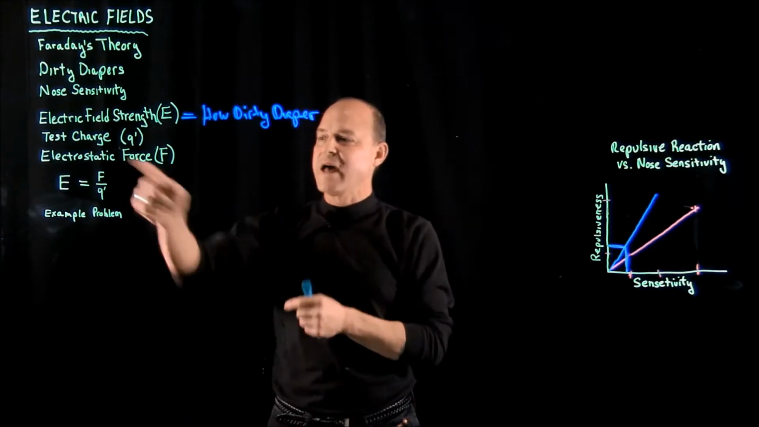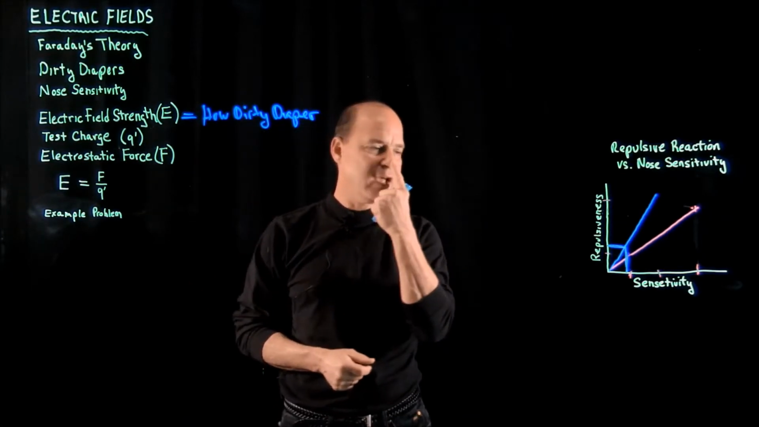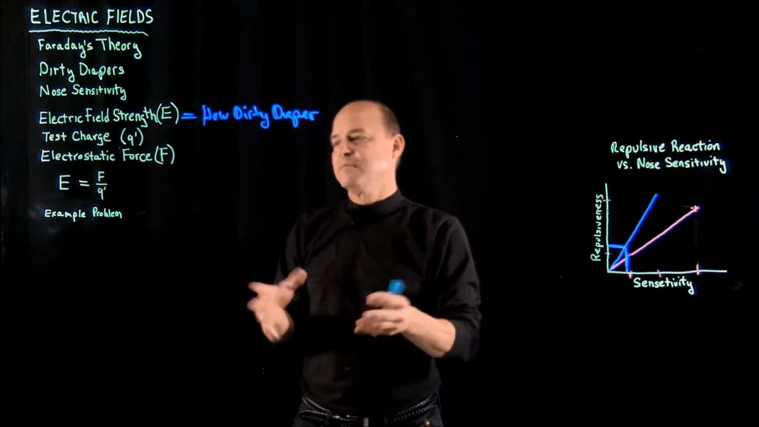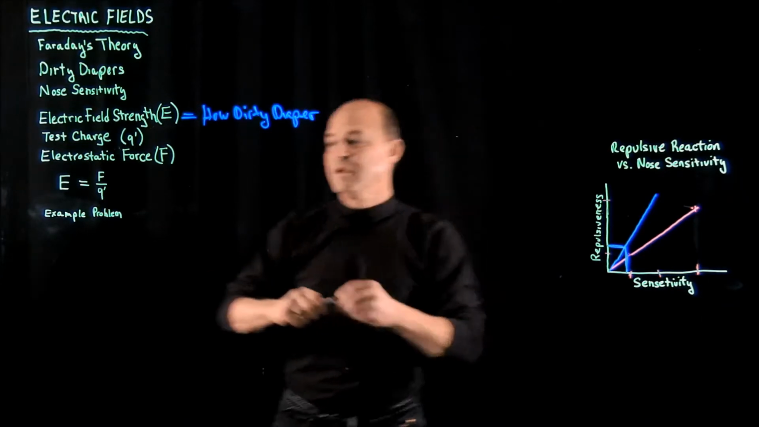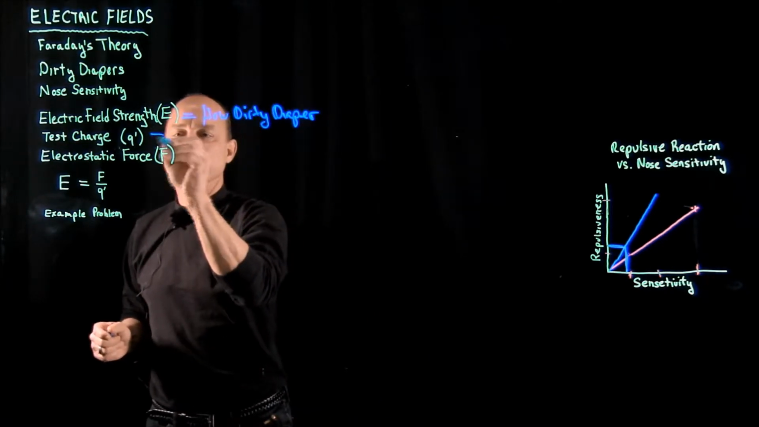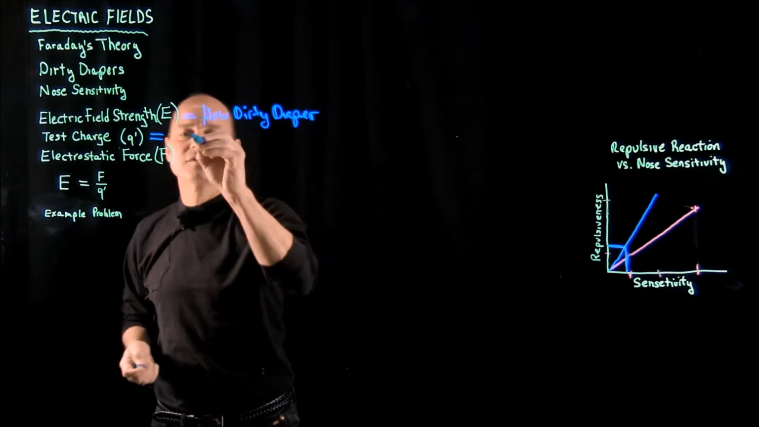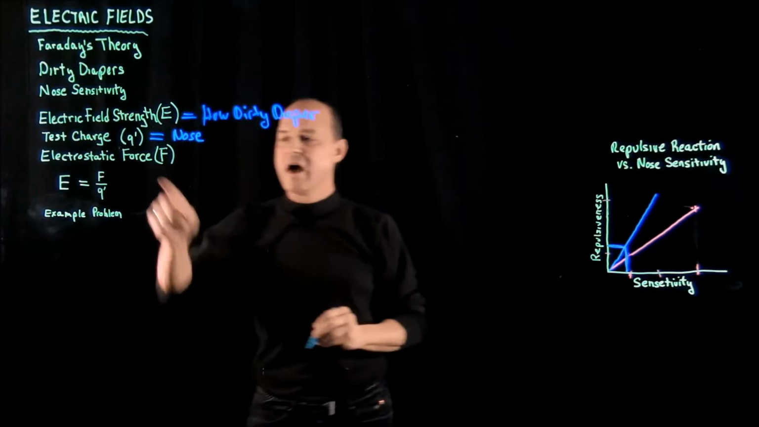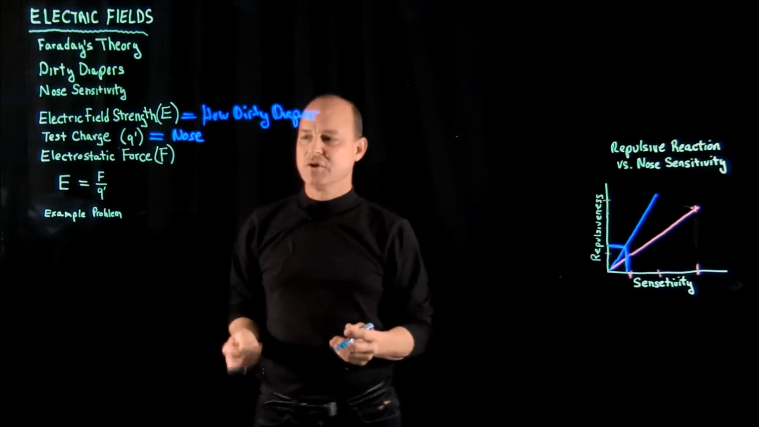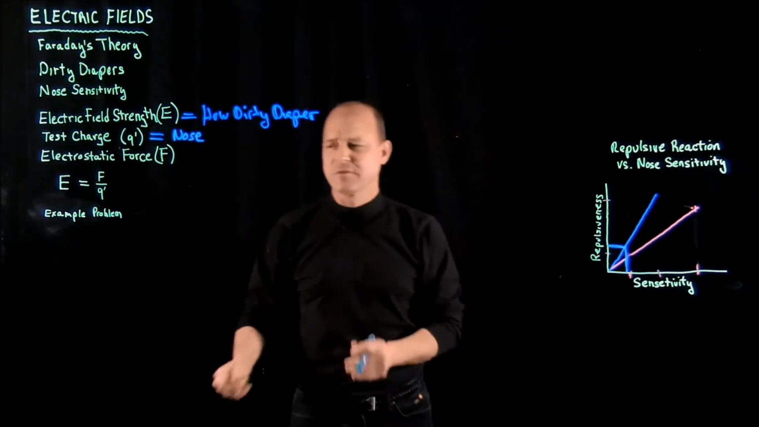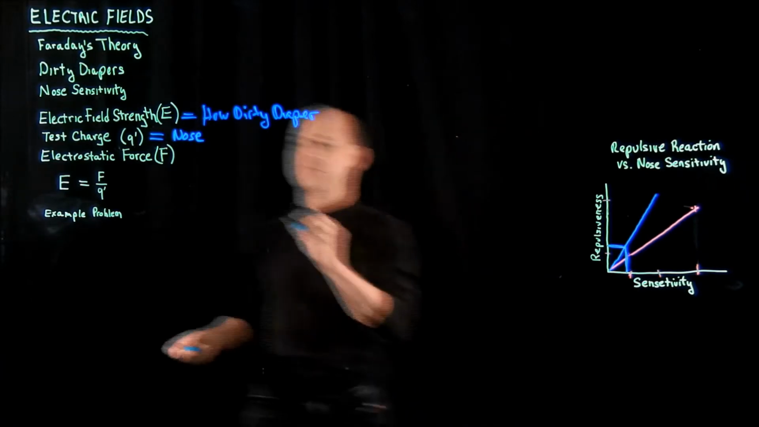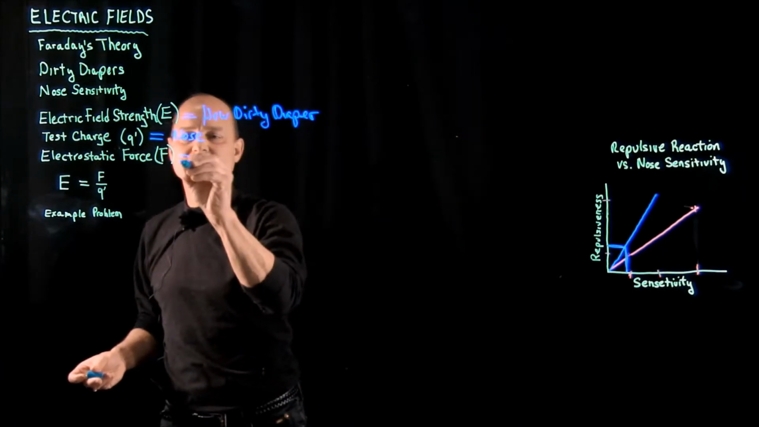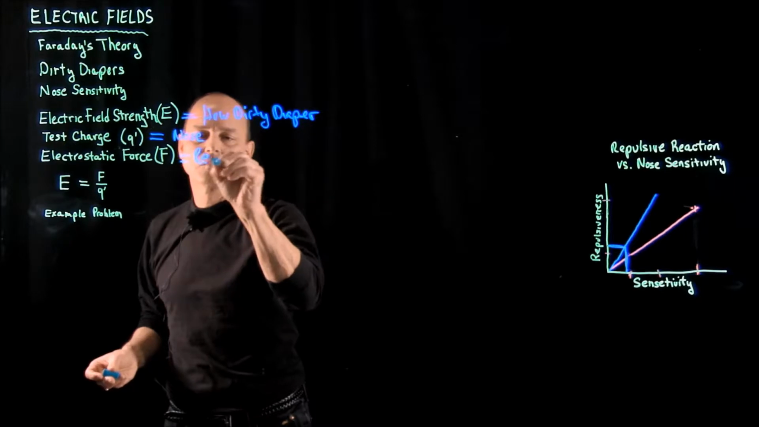No, just think about a test charge as being your nose, right? So your nose may be more sensitive than other people's noses, right? So a test charge, in our analogy, is just really your nose. Now, electrostatic force, that is your reaction. This is a force that's actually causing you to move. So electrostatic force is your reaction.